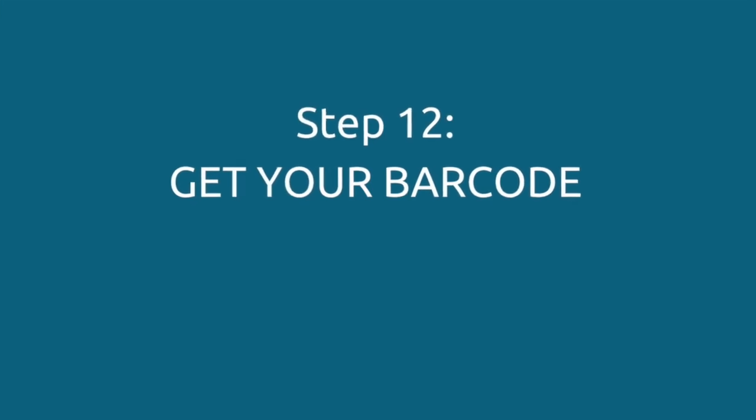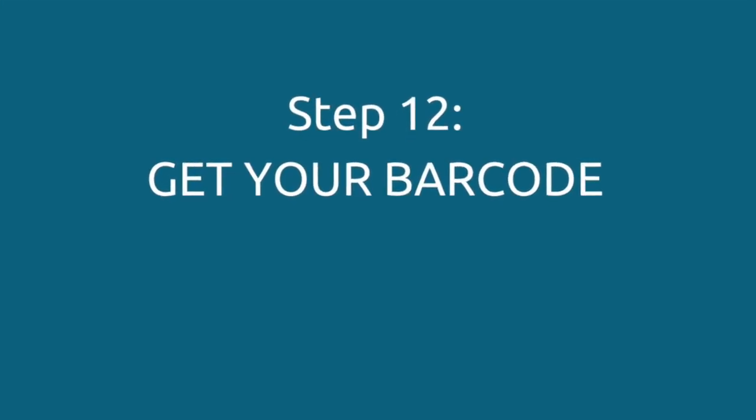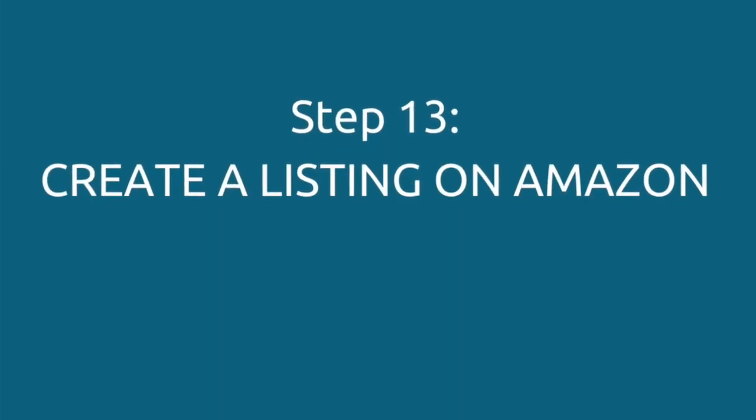Step number 12, once you have your tax number, you have to get your barcode. This is absolutely essential if you want to sell on Amazon. You cannot list any products on Amazon unless you have a barcode, and it can cost you up to €500 in Germany. So definitely plan your budget for that. And you need it on your packaging before it can reach the FBA warehouse. Step number 13. Once you have your barcode number, you can create a listing on Amazon.